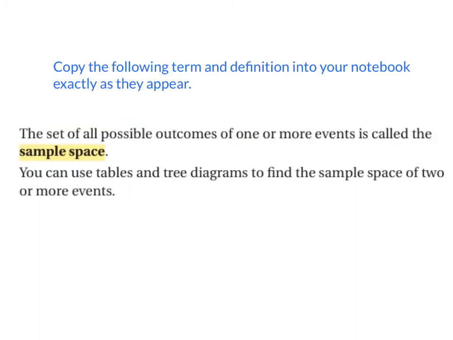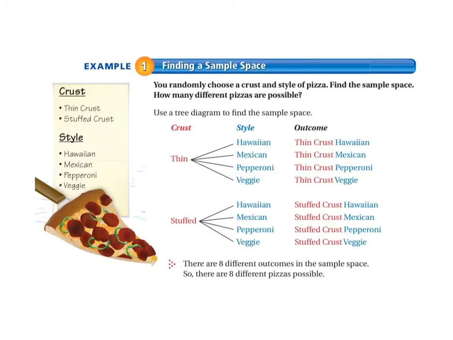Be sure to copy the following term and definition into your notebook exactly as it appears. The set of all possible outcomes of one or more events is called the sample space. You can use tables and tree diagrams to find the sample space of two or more events. Let's take a look at example 1.